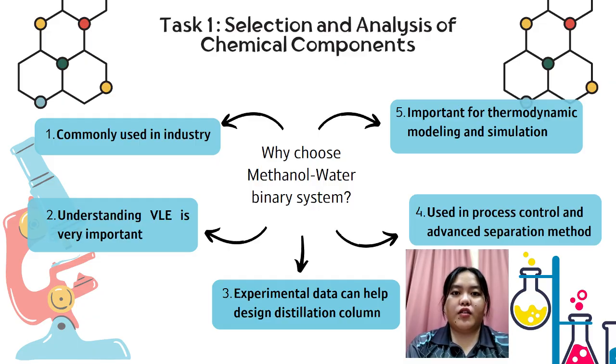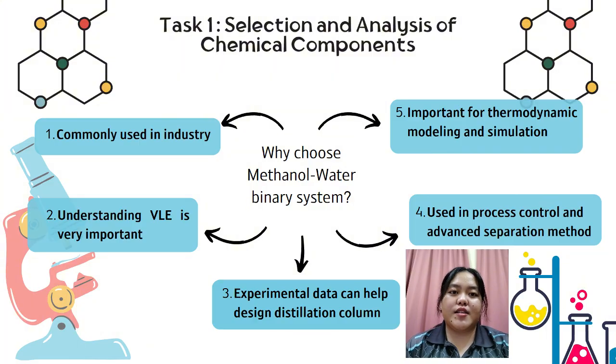Next, understanding vapor-liquid equilibrium, VLE, is very important. Knowing the vapor-liquid equilibrium between methanol and water can help engineers separate methanol efficiently by understanding how temperature and composition affect phase change. Besides that, the experimental data can help design a distillation column, where it can be used to choose important design parameters such as reflux ratio, number of stages, and operating pressure in the distillation column.